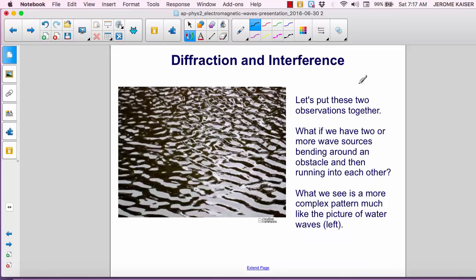Let's put the two phenomena of diffraction and interference together. What if we have two or more wave sources bending around an obstacle and then running into each other? Well, what we're going to get is a much more complex pattern than we've seen, much like the picture of the water waves that you see here on the left.